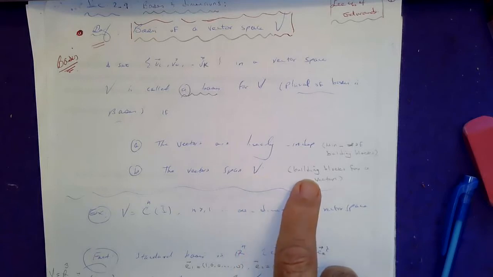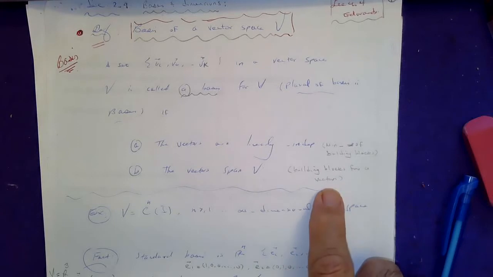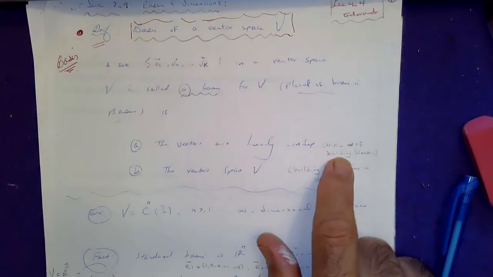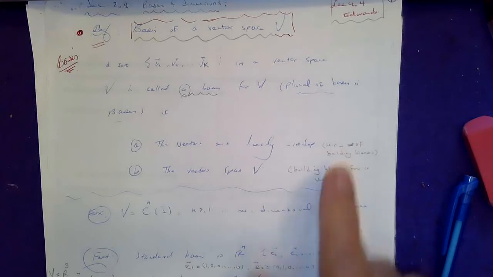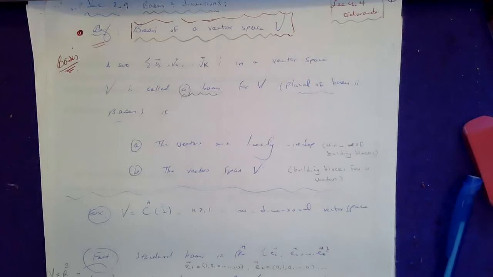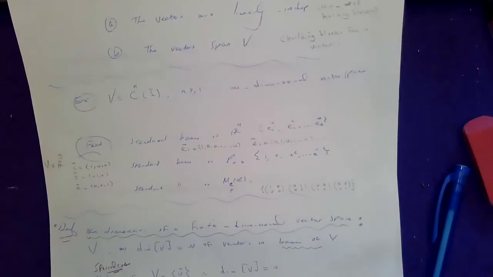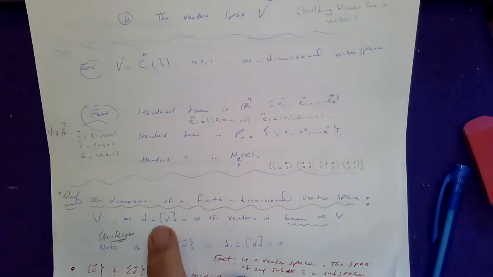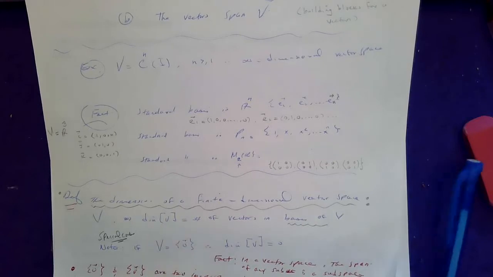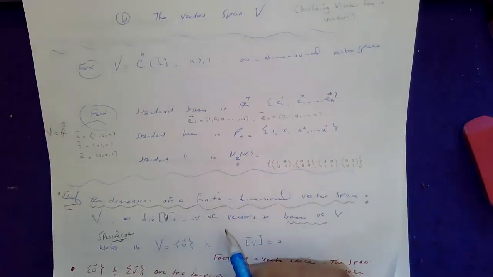Remember, a spanning set is finding the building blocks for a vector space, and linear independence guarantees that those building blocks are the minimum number of vectors you can choose to build any other vector in that space. The number of vectors in any basis is the dimension of that vector space. So the dimension of the vector space, denoted by dim of V, which stands for vector space, is the number of vectors in a basis.